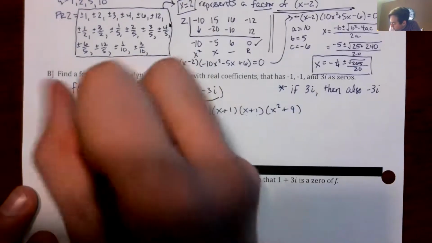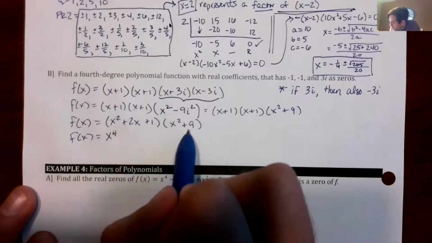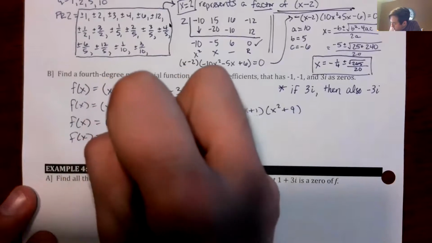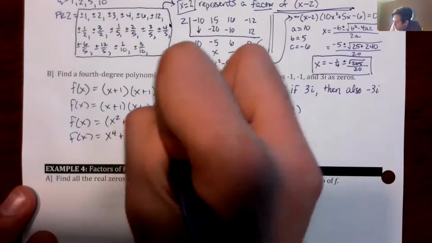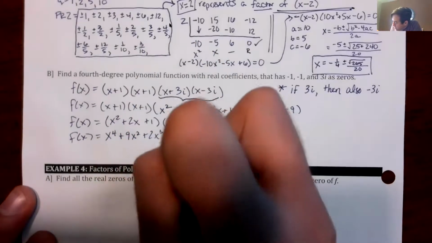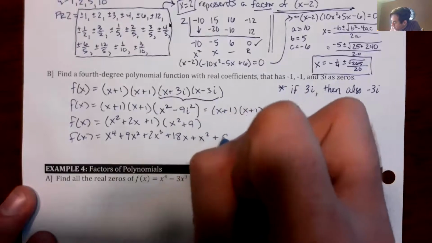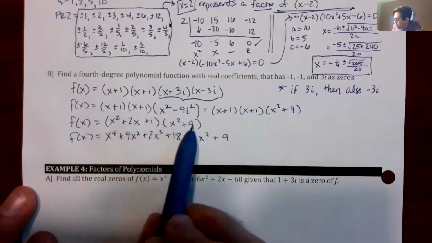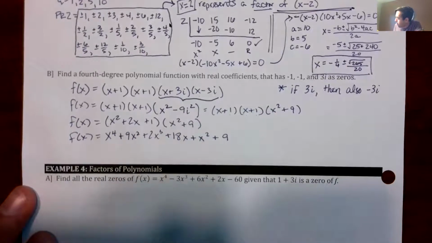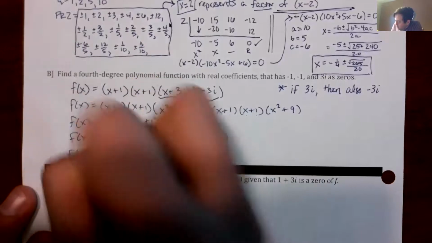So we get x to the 4th. Good sign, because we're looking for a 4th degree. Plus 9x squared. Plus 2x cubed. Plus 18x. Plus x squared plus 9. Okay, so I distributed the x squared, I distributed this 2x, and then I distributed the 1. And now we're going to combine like terms for our final answer.